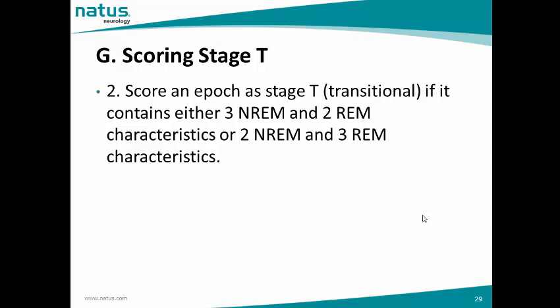For scoring stage transitional, score an epoch as stage transitional if it contains either 3 non-REM and 2 REM characteristics, or 2 non-REM and 3 REM characteristics.